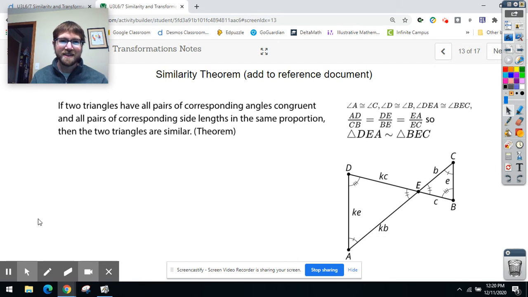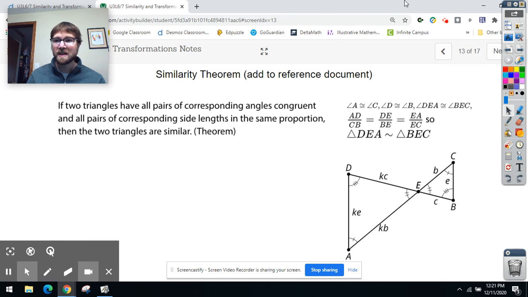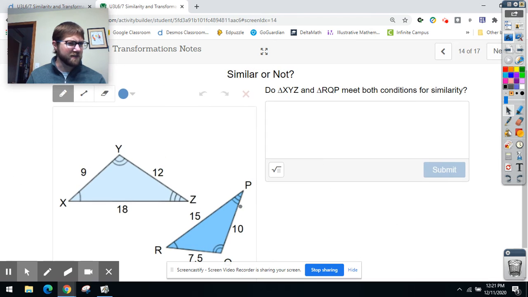Okay. So here is another definition sort of deal. If two triangles have all pairs of corresponding angles congruent and all pairs of side lengths in the same proportion, then the two triangles must be similar. That's a theorem. It means that you can guarantee that they would fit on top of one another with rigid transformations and dilations if all of the sides are proportional and all of the corresponding angles are congruent. So let's try and apply that definition.